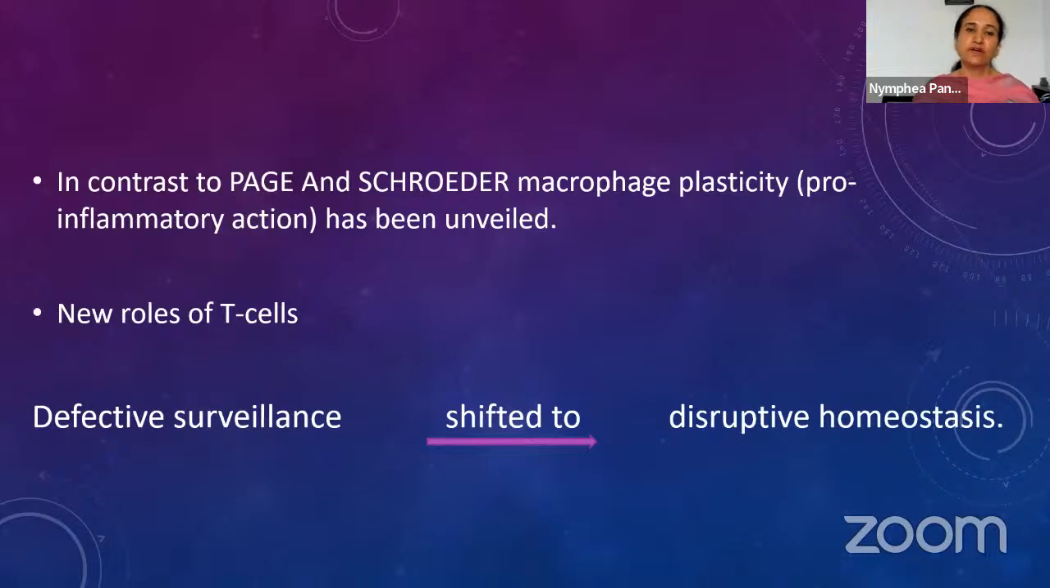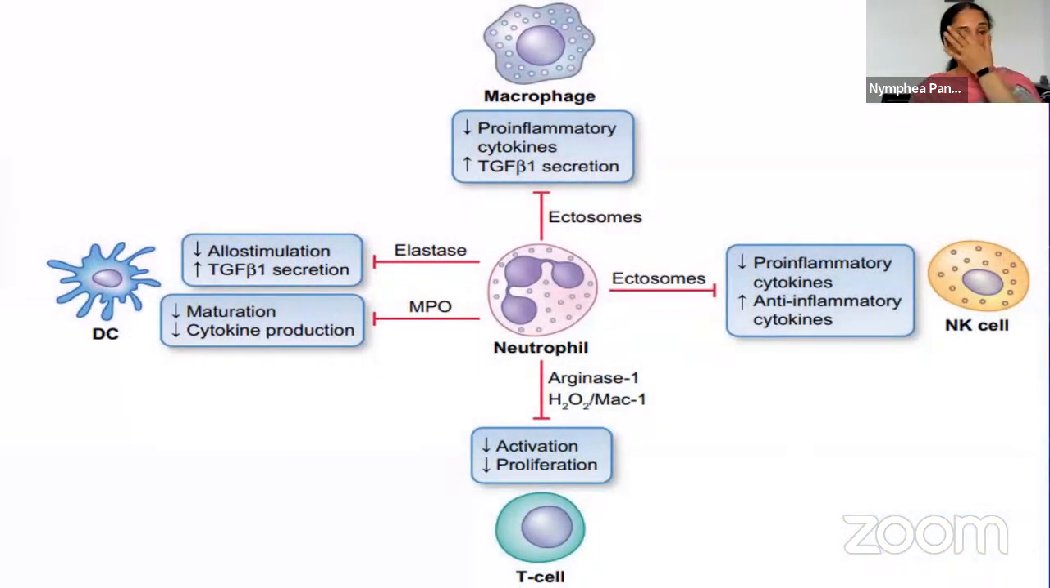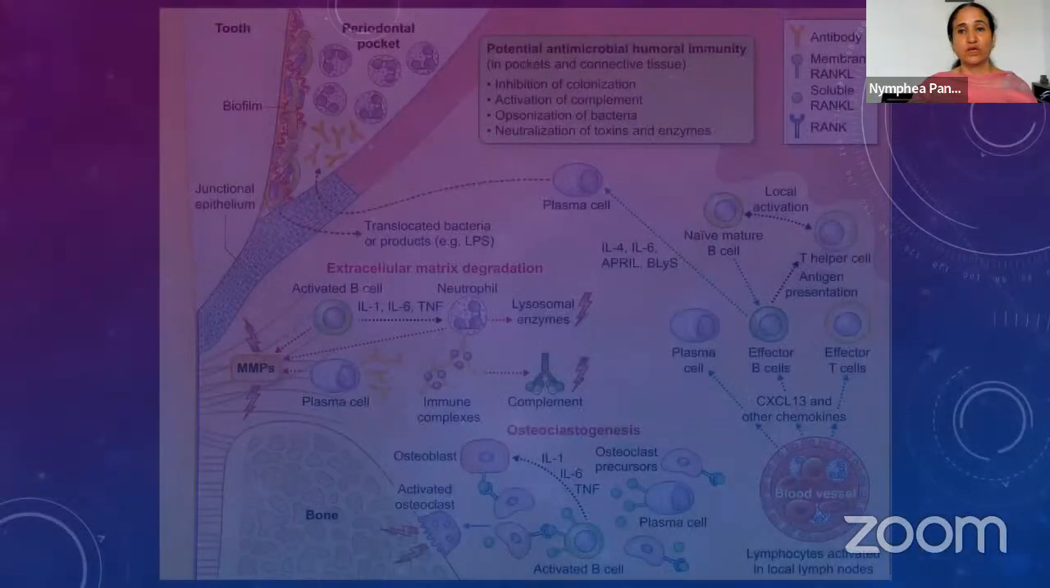So there's a defective surveillance because of these organisms, and it is shifted to disrupted homeostasis. Now we know that neutrophils not only have a role in phagocytosing the organisms, they have a role in the natural killer cells. They have a role even in the T cells. They can go back to the lymph nodes, and from there they can have an effect on the selection of the types of T cells that should be recruited there, and they even have a role in the stimulation of Th17 cells, which can later on produce IL-17. So they have a role not only there.